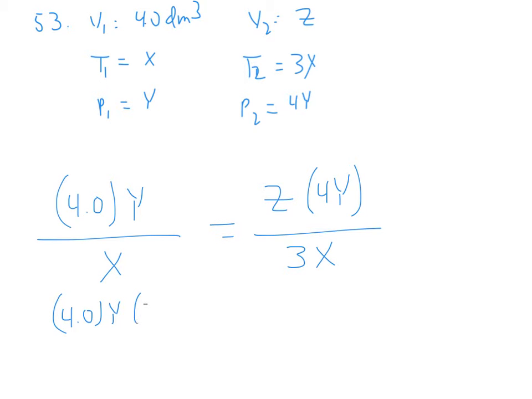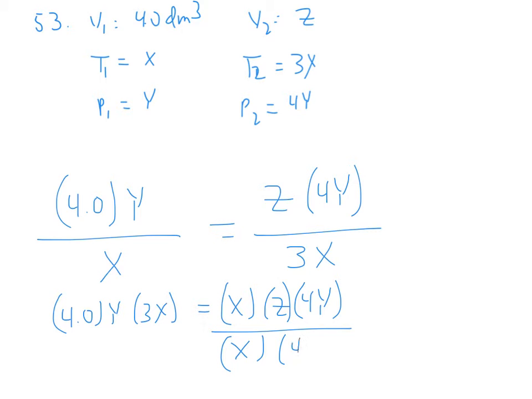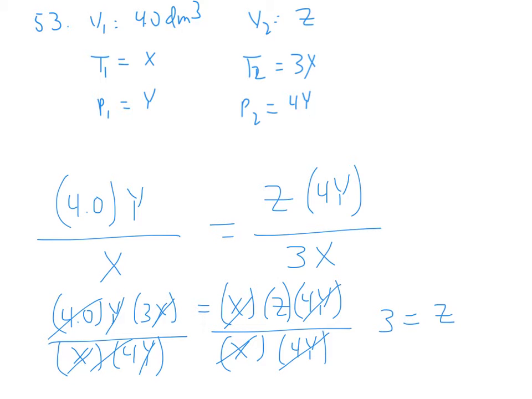I've got 4Y 3X equal to X, Z, and 4Y. So now what I get, remember, it's Z that I want all alone. So if I divide by X and 4Y on each side, my Y's cancel out, my X's cancel out, my 4 even cancels out. Over here, I am left with 3 being my value for Z. And then it would also be decimeters cubed, since that was my original volume.